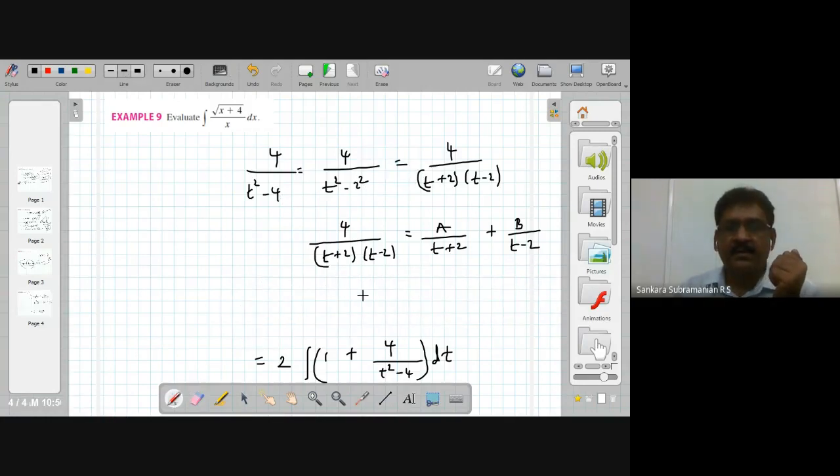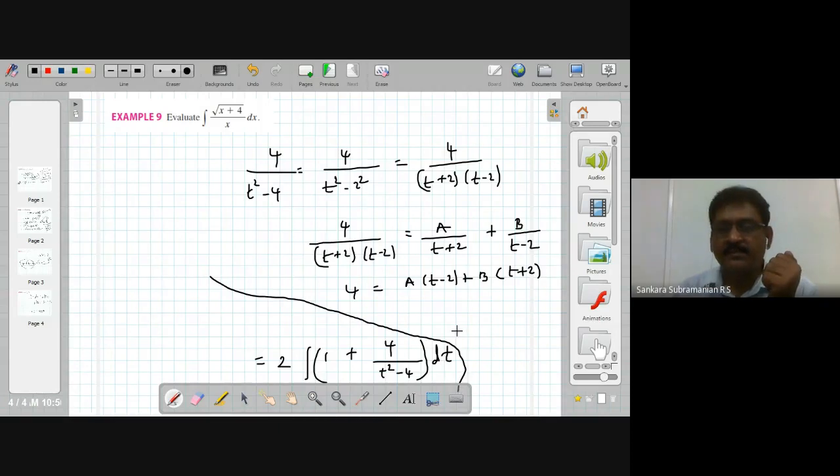All right. So this can be written as 4 = a(t - 2) + b(t + 2). I can go for the substitution method, which seems to be easy for me. Put t = 2: 4 = b(2 + 2), 4b. So b becomes 1. Again put t = -2. This term becomes 0. So -2 - 2 is -4, so 4 = -4a, and therefore a is -1.